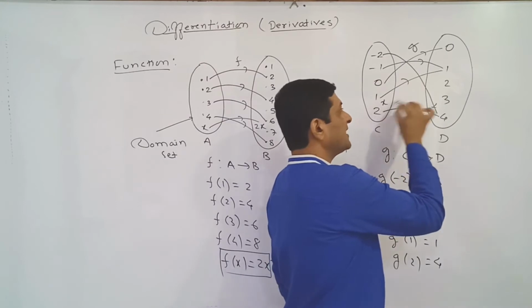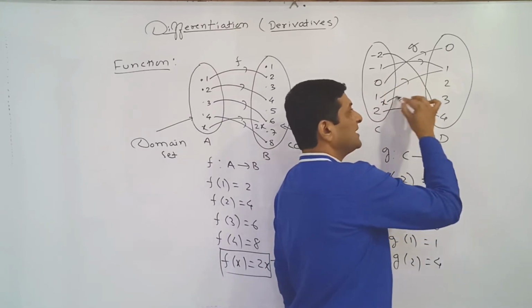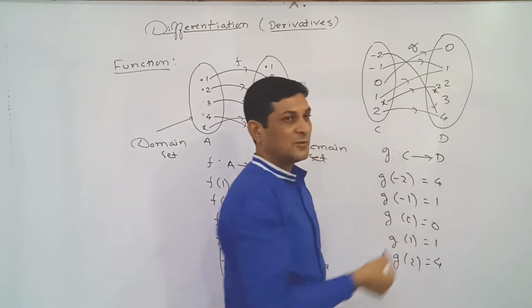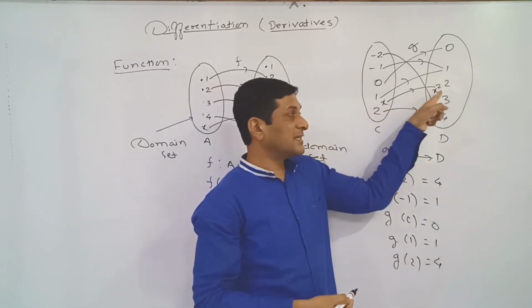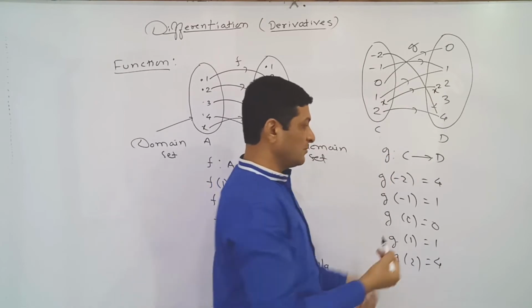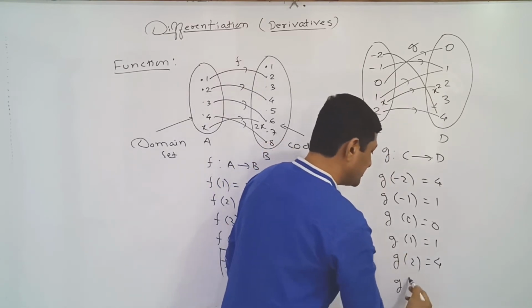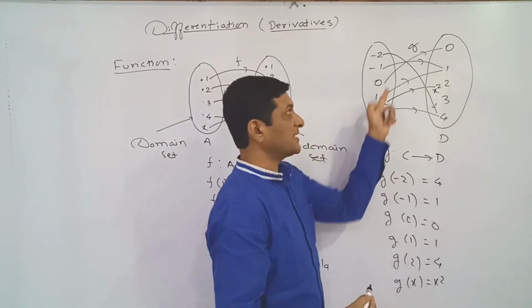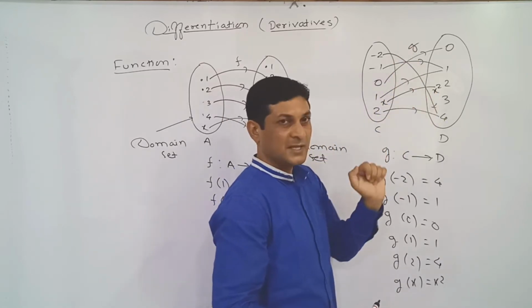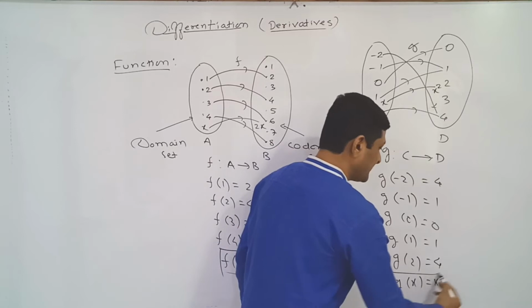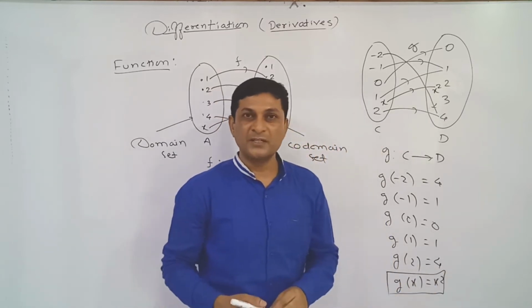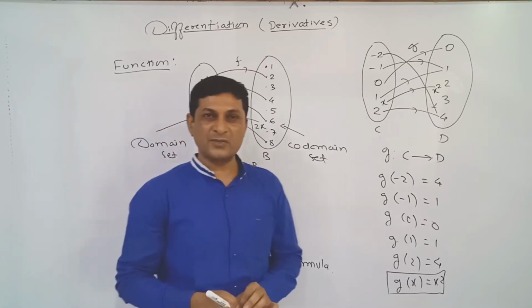Suppose that one element X is there in the domain set, then definitely it will also be associated with its square. What is the image of X in this example? X square. So symbolically it will be denoted by G of X is equal to what? X square. Means the image of X under the function G is X square. So in this way, here the function is defined by which formula? G of X is equal to X square.